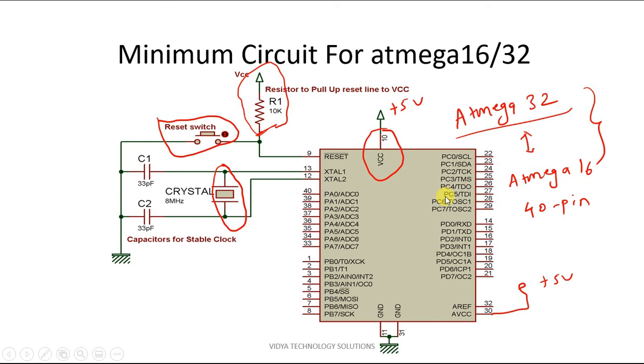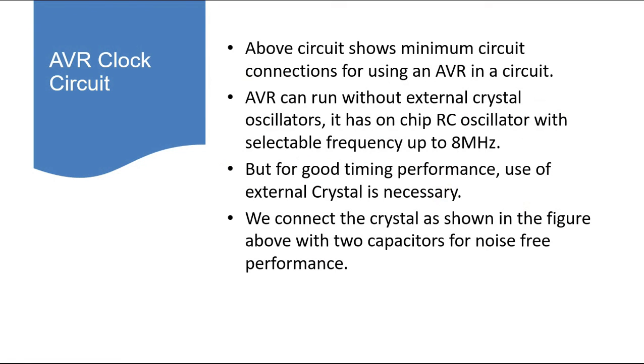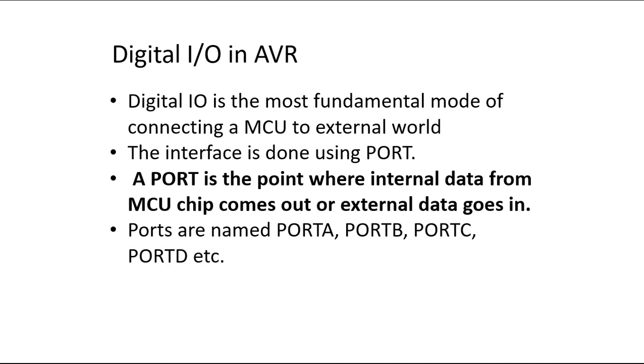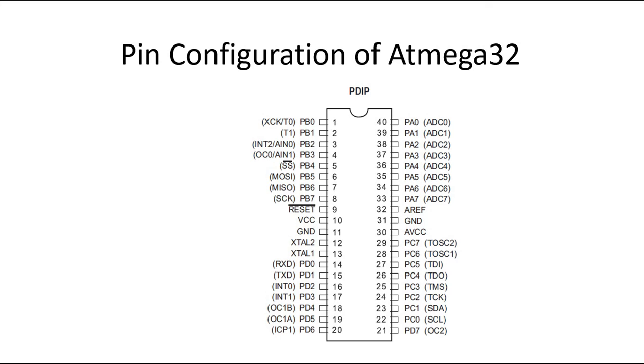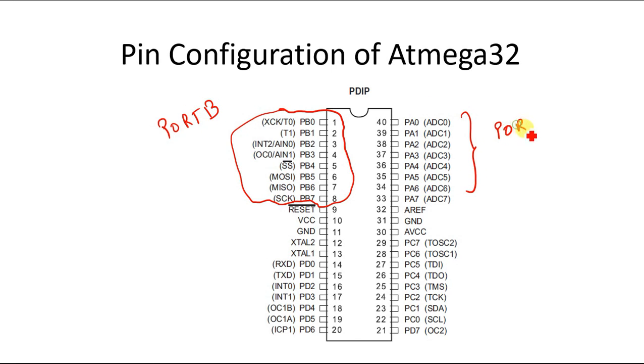Now let's look at the pinout of Atmega32 and see all the different pins that we have available. So as said, this is a 40 pin IC, and we can easily mark out some pins. So what you can see here is one port of ATmega32, which is port B. Similarly, you will be able to notice port A, port C, and port D.